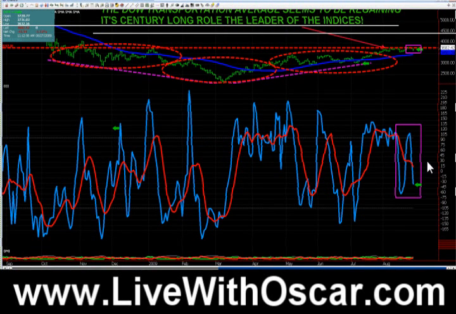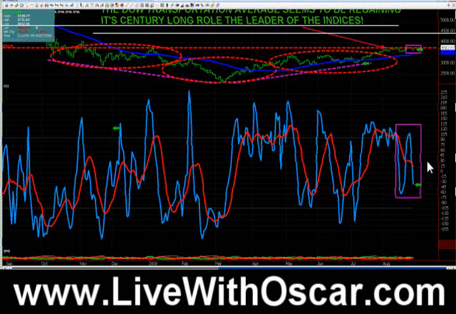So indicators and the 2 leaders of the indices are telling me, Oscar, you may want to be a buyer of dips, but don't trade your opinion, which I never do, by the way. Trade what you see on the charts, and that's exactly what I did, traders, which is why my arrow went from green to red, downside from Wednesday to Thursday. So let's continue because there is more to this story.